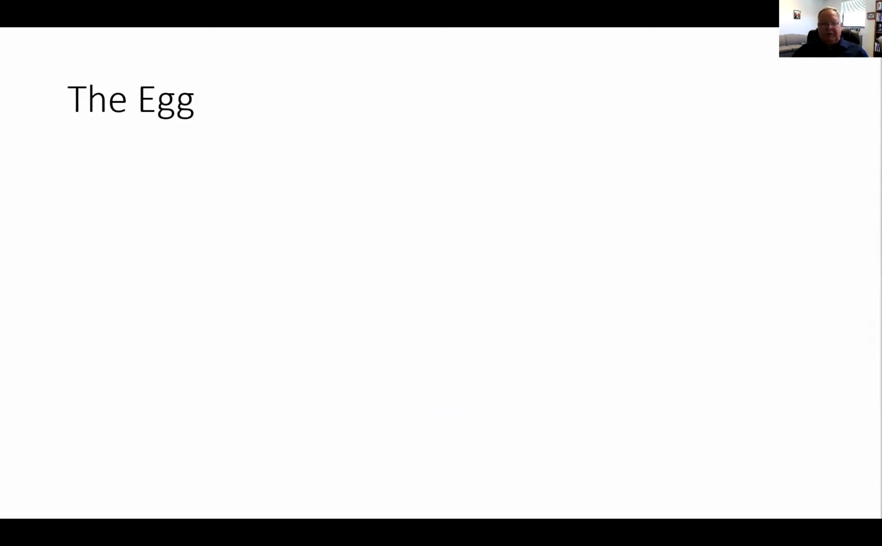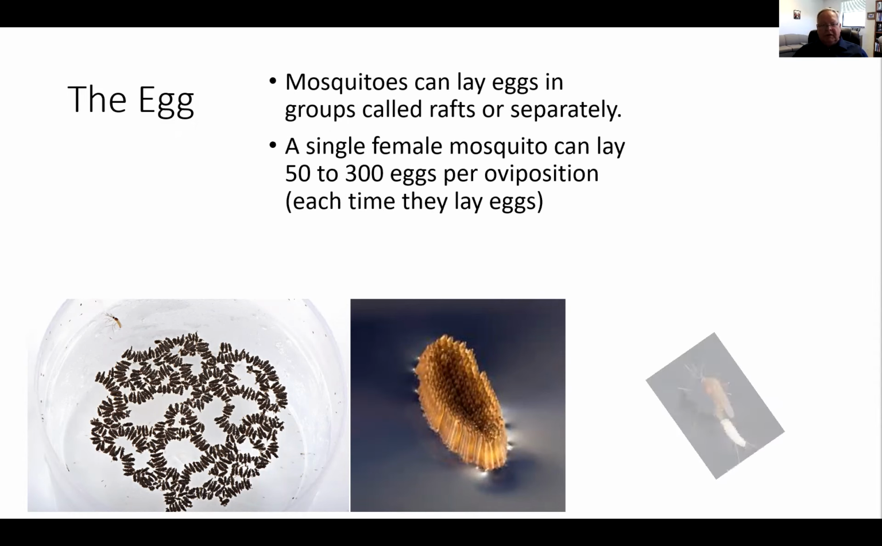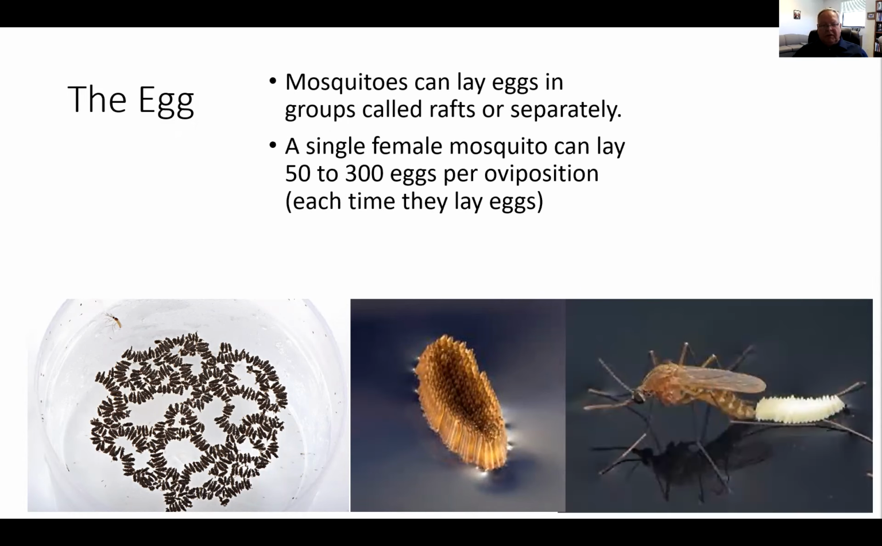Talk first about the mosquito eggs. Mosquitoes can lay eggs in groups called rafts or separately, just depending upon the species. A single female mosquito can lay 50 to 300 eggs per oviposition, which is each time they lay an egg. You can see there, it's a Culex pipiens laying an egg raft that's located there.